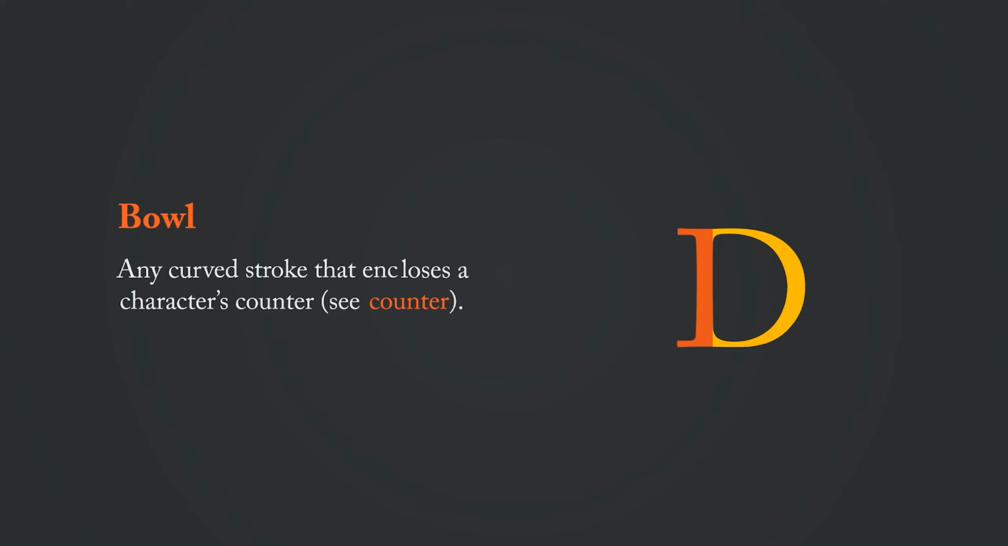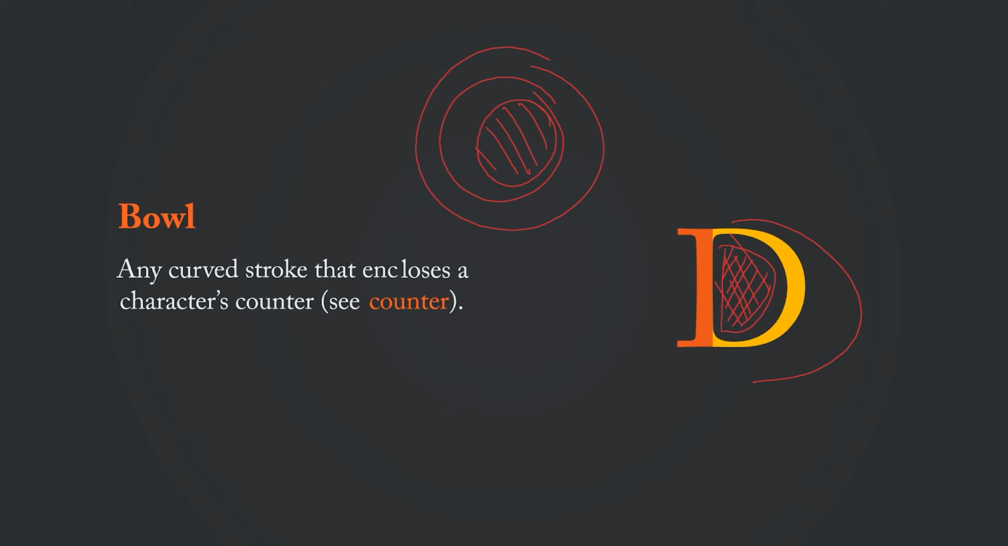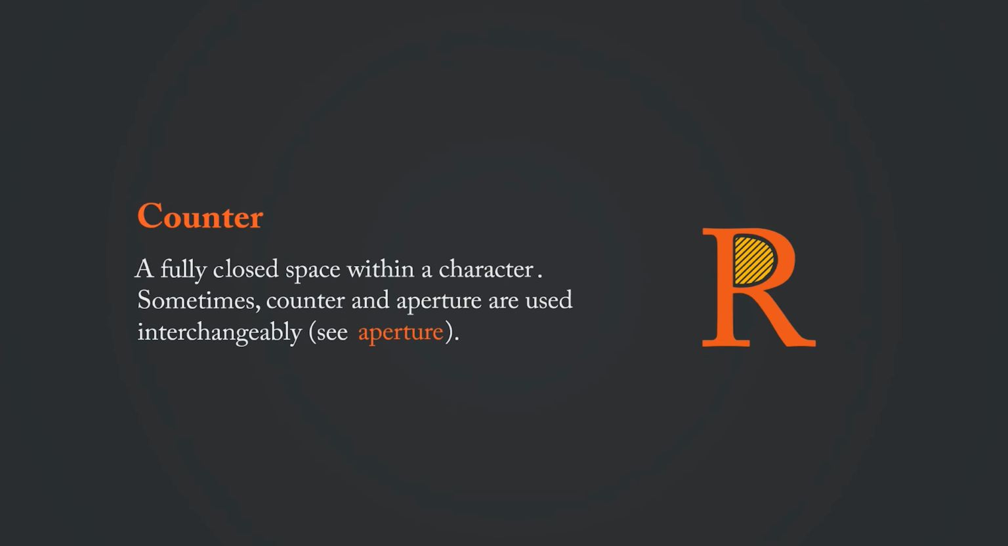A bowl, any curved stroke that encloses a character's counter. So here we have a counter or an aperture. Sometimes they are interchangeable. The bowl would be the curved stroke that encloses it. A famous example would obviously be an O. We have our section inside, which is the aperture or the counter, and in this case, the entire O would be the bowl. A counter, we've already done this one. Fully enclosed space within a character, sometimes used interchangeably with aperture.